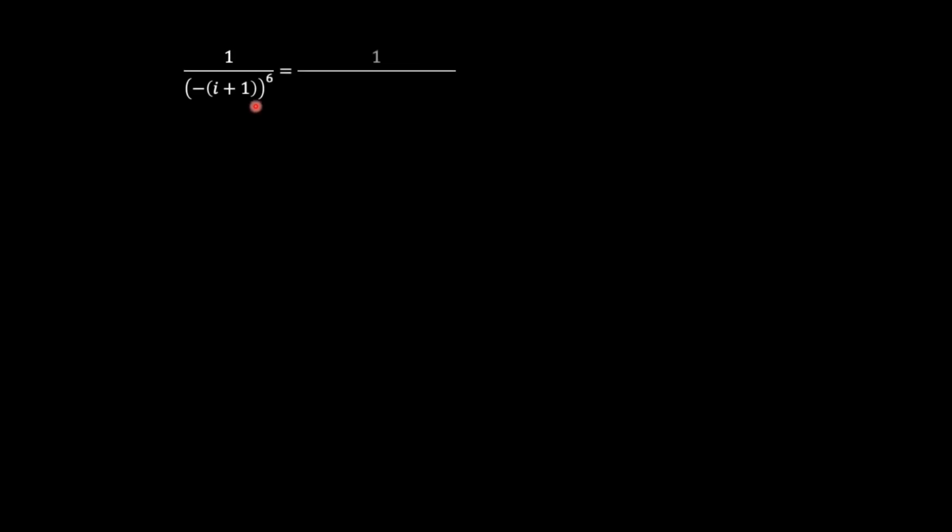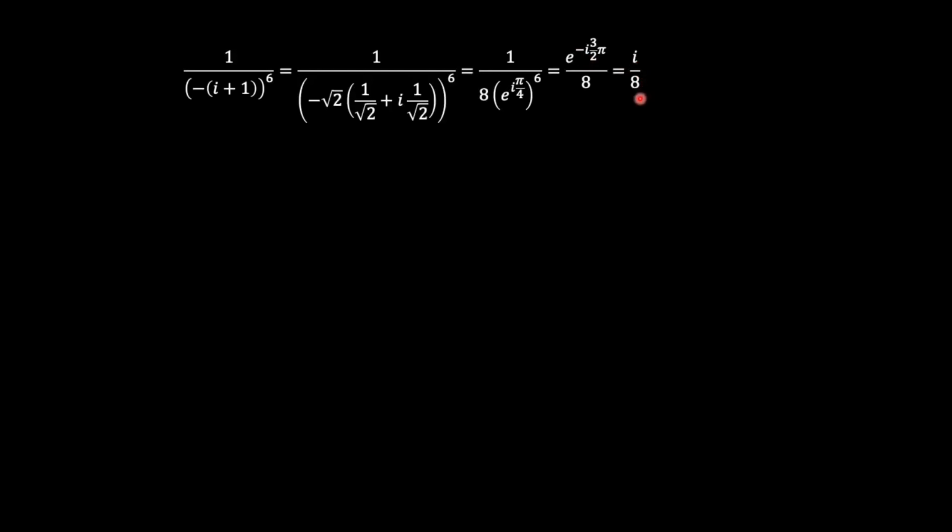The same thing for this, we can pull root 2 out, and then we have negative root 2 to the power 6, that's the same as 8. We have 1 over root 2, 1 over root 2, which is e to the power i pi over 4, to the power 6, that becomes 3 over 2 pi, and when we take this into the numerator, it becomes a negative, and so negative times the negative 1, sine of 3 over 2 pi is negative 1, becomes a positive, so we have i over 8 as our answer.